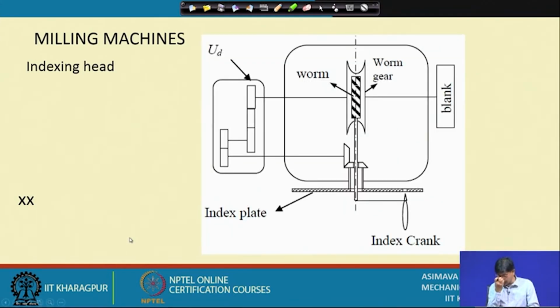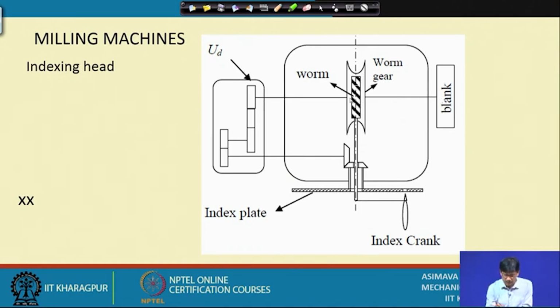The possible solution is, let us first of all see what we were talking about. This is the index crank. This index crank was being rotated. Okay, we are seeing it from a different perspective, from the top. This index crank rotates, this rotates the worm, this rotates the worm gear, and this is your gear blank.